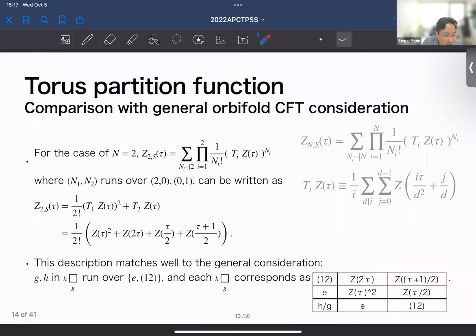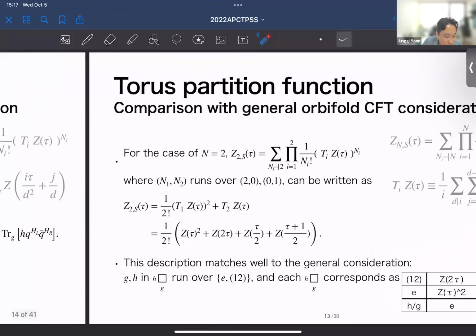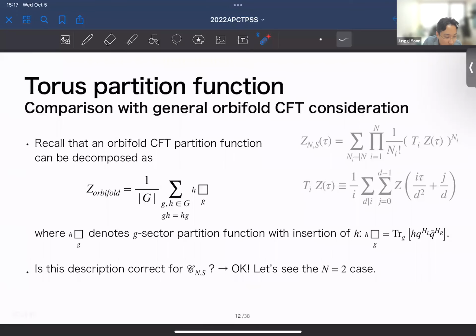For the symmetric and also the cyclic, are both the same formula or probably different? I haven't talked about the cyclic orbifold case yet. Okay, thank you for asking.